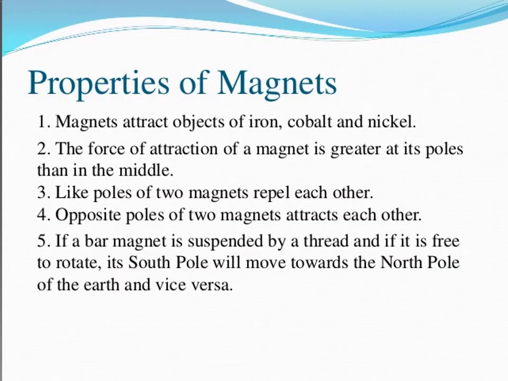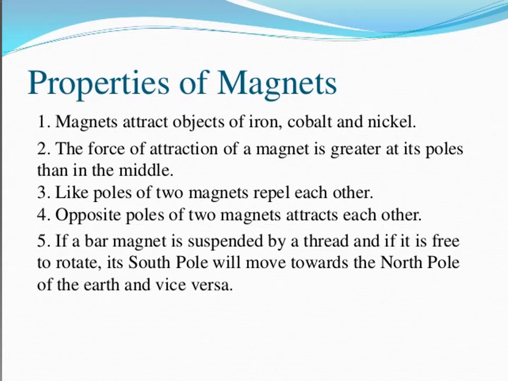Now, what are the properties of magnets? A magnet attracts objects of iron, cobalt and nickel. The force of attraction of a magnet is greater at its poles than in the middle. Understood, right? Like poles of two magnets repel each other. Opposite poles of two magnets attract each other.